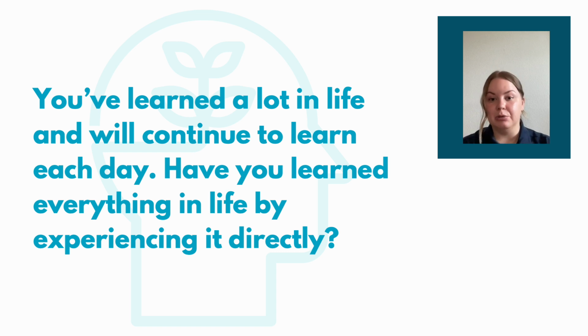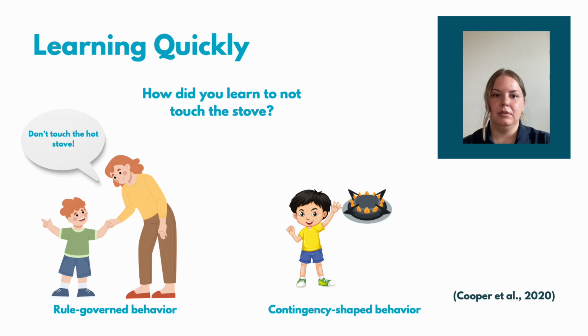Even just think about the language you know. Has every word you know been taught directly? Just think about that for a second. So we can learn quickly through rule-governed behavior. If you think about it, not everything that we have learned is learned directly. There's a lot of things that we learn through rule-governed behavior.